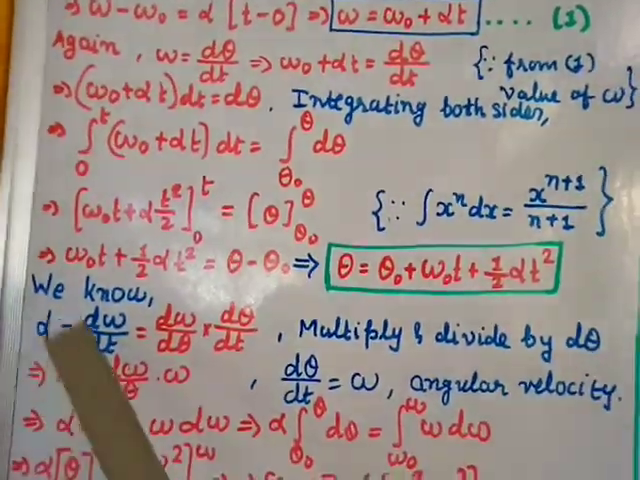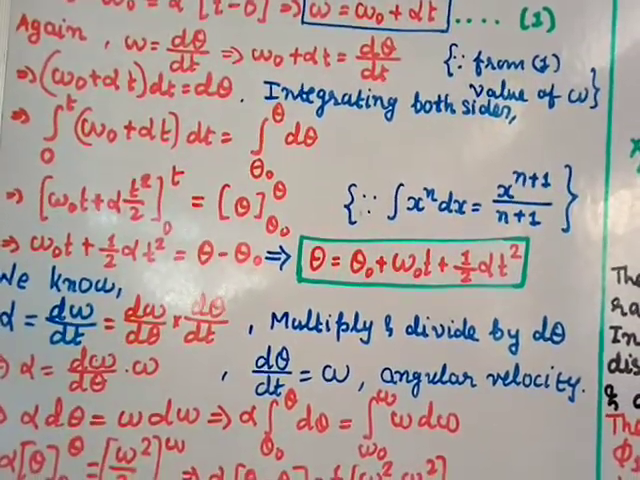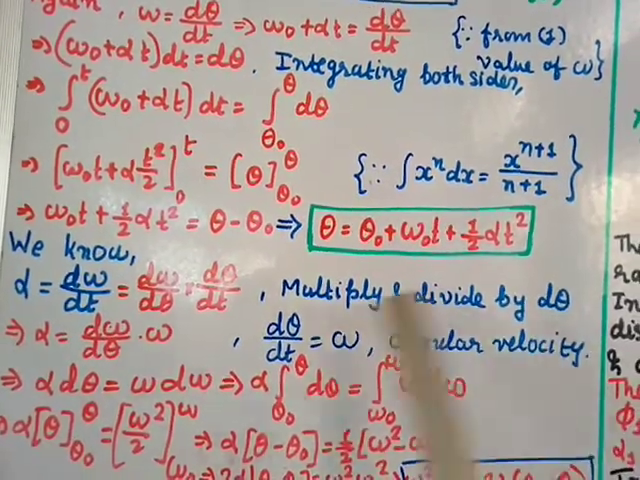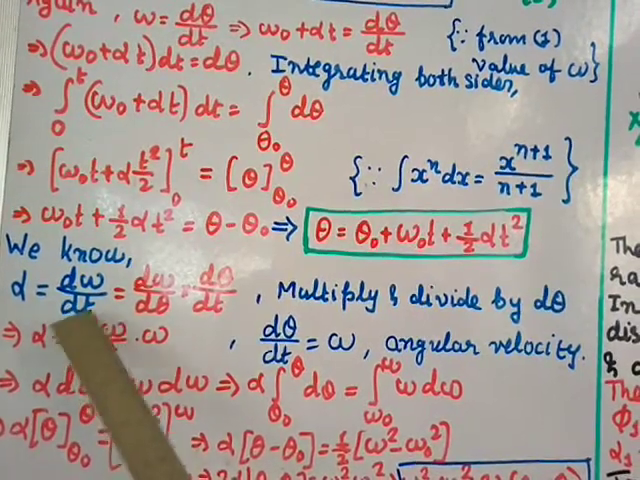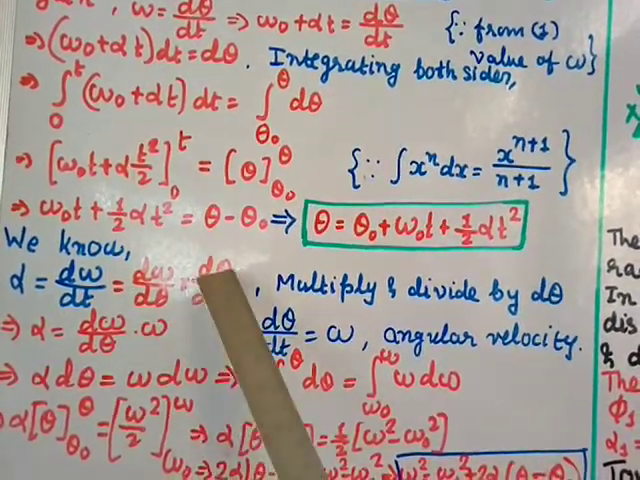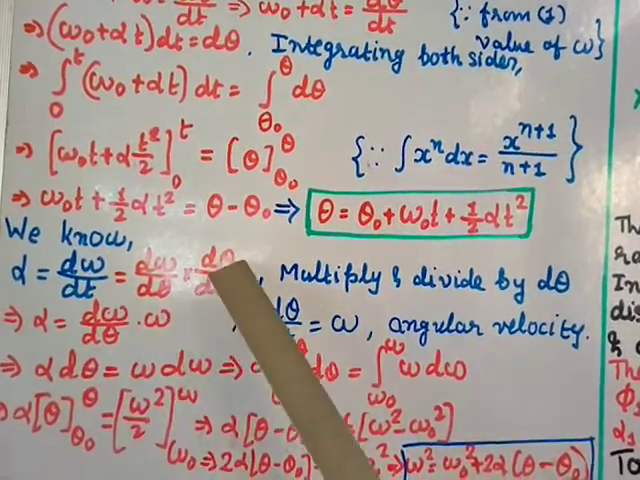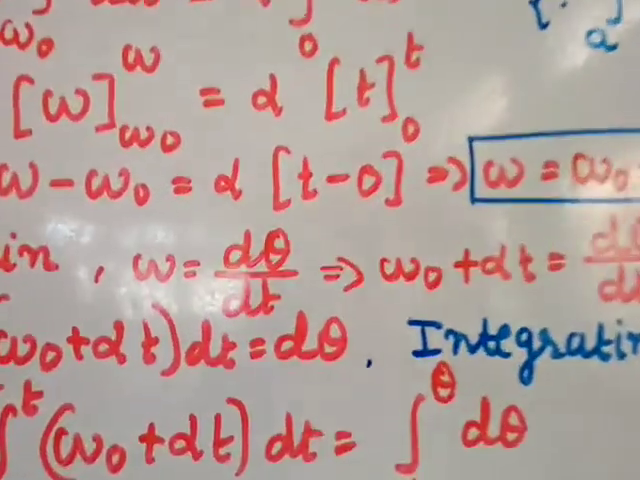Now next we know that alpha is equal to d omega by dt. Change in angular velocity will give you angular acceleration. Now I multiply and divide by d theta, so d omega by d theta into d theta by dt. Now d omega by d theta stays as it is, but d theta by dt is nothing but omega.